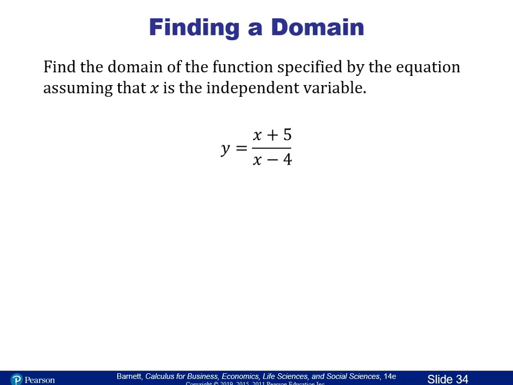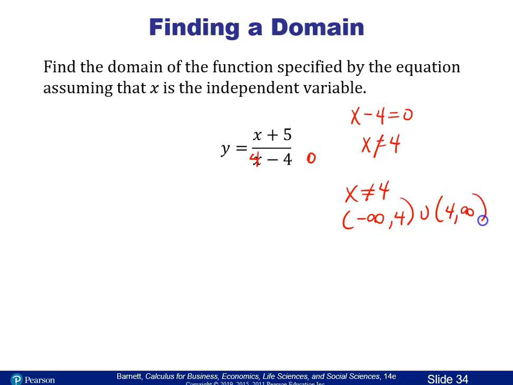Okay, on this one, I have a denominator. Because I have a denominator to work with, I'm going to have to figure out what makes the denominator equal to 0. So I'm going to set x minus 4 equal to 0. So x is going to be equal to 4. If I put 4 in here, that gives me 0 in the denominator. So that is the number x cannot be. So x cannot be 4. And if I want to write it like this, I can write it like that.